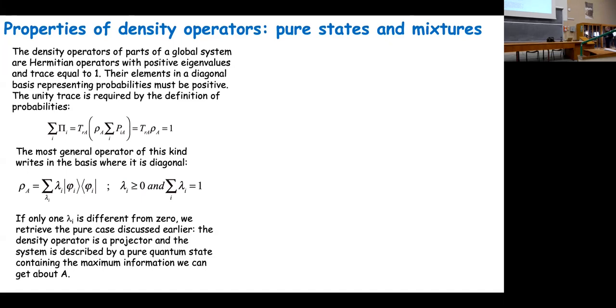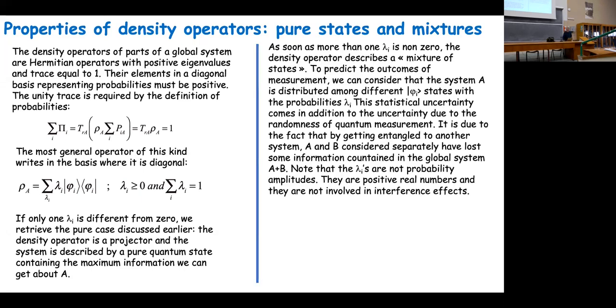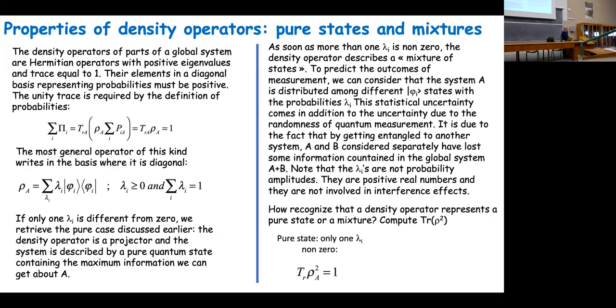So the interpretation of this partial density operator of the system A is just to say, once the two systems are coupled, I lose some information. The information which is in the correlation between the two is lost. And so I get less information about the system A. The only thing I can say is that I have probabilities that A might be in different quantum states with the probability lambda. So this is what a density operator is about.